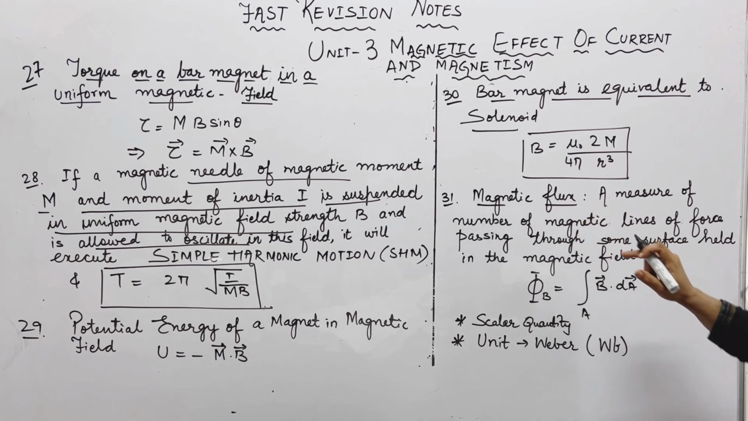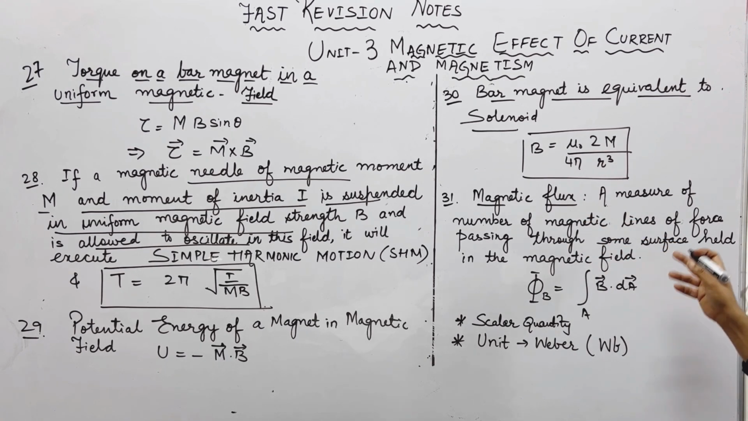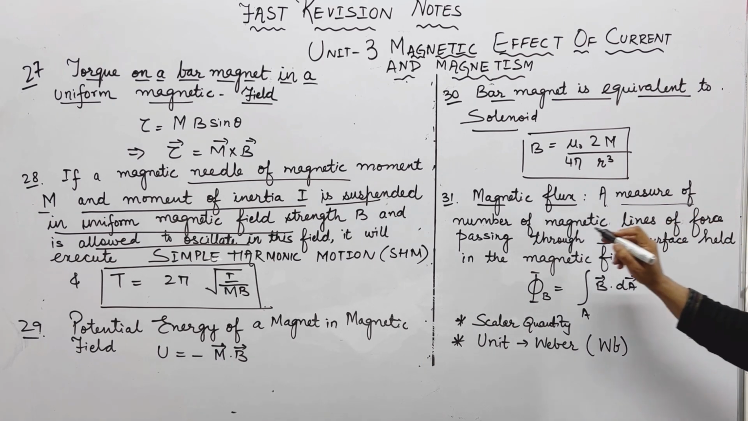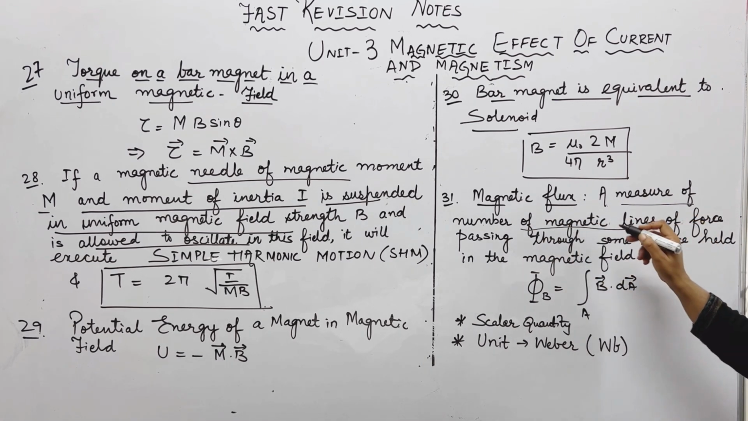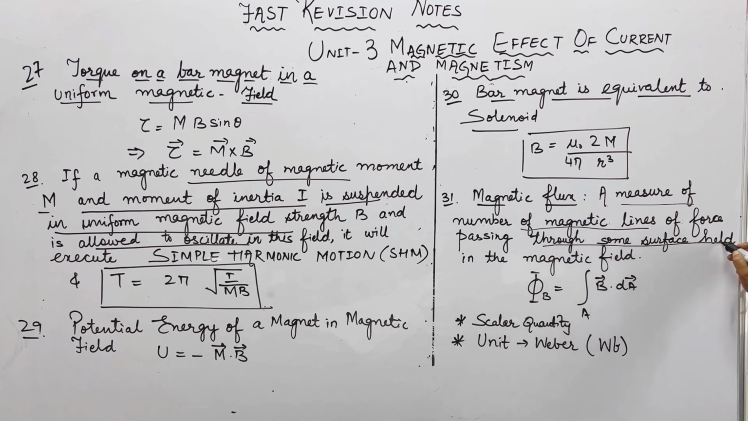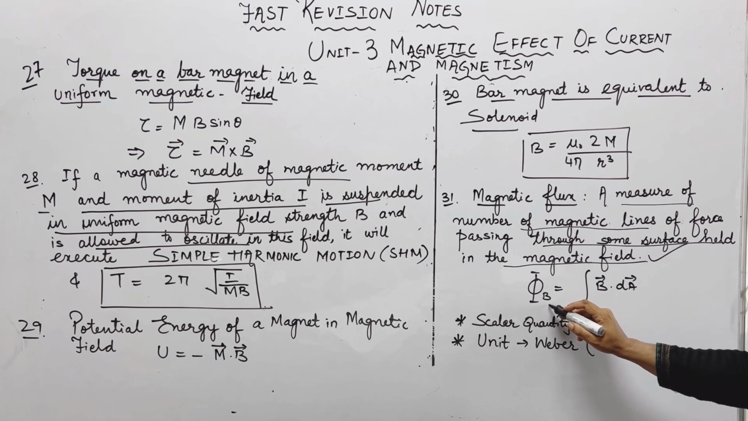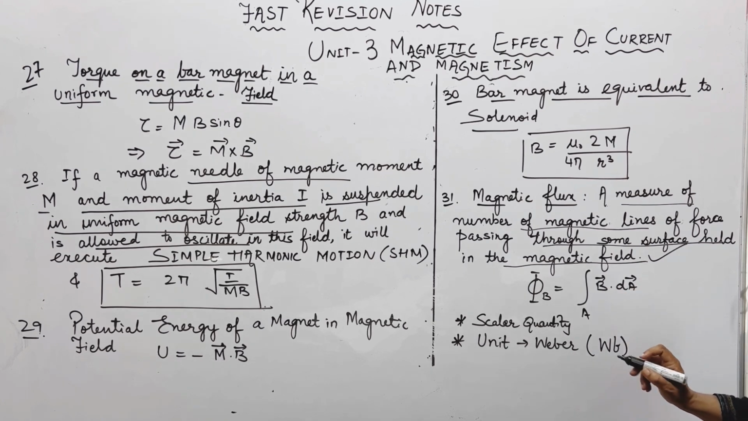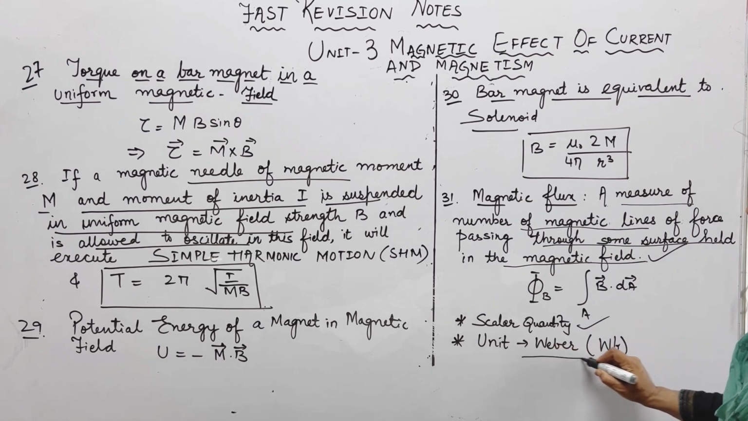Magnetic flux: just as we have electric flux, the same is magnetic flux, and the definition is also in that way only. There was a measure of the number of electric lines of force; here it is a measure of the magnetic lines of force passing through some surface held in the magnetic field. It is denoted by phi B, and it is the integral of the magnetic field over the area. It is a scalar quantity and the unit is Weber.